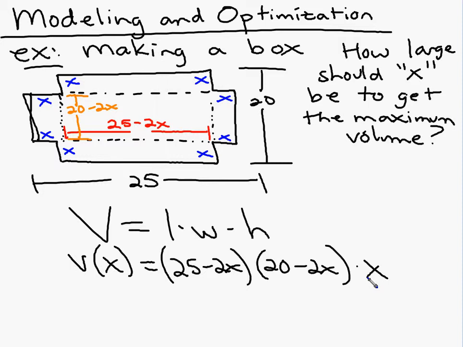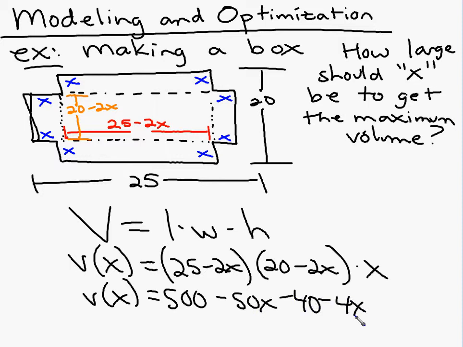Now what do I do? I've got a function. We're supposed to find the maximum volume. Don't I need to find the max? And haven't we learned ways to do that? So we've got a little bit of algebra to do here. If I do FOIL with this function, I have 500 minus 50x minus 40x plus 4x squared, and that whole mess is still going to be times x.